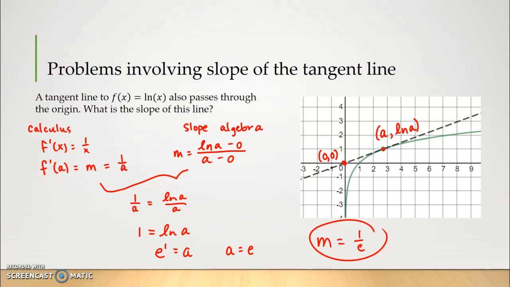This is one particular problem, but the idea is that you can think about slope both of those ways, that algebraic way and that calculus way, and you should be comfortable with switching back and forth between those ways of thinking about slope. That can give you a new problem-solving tool.